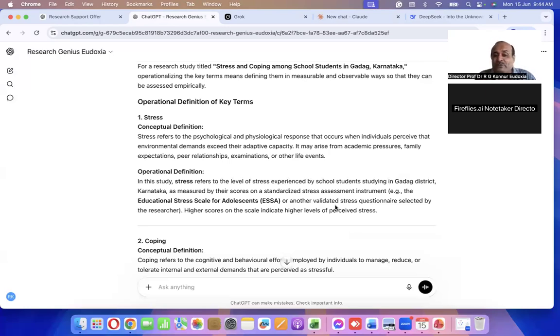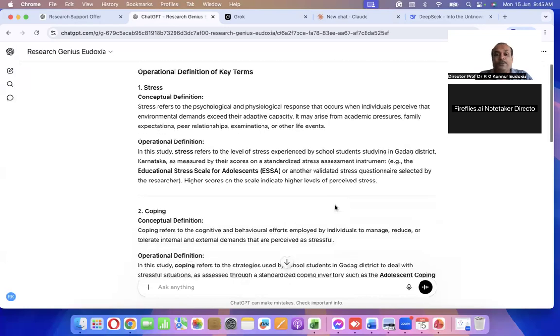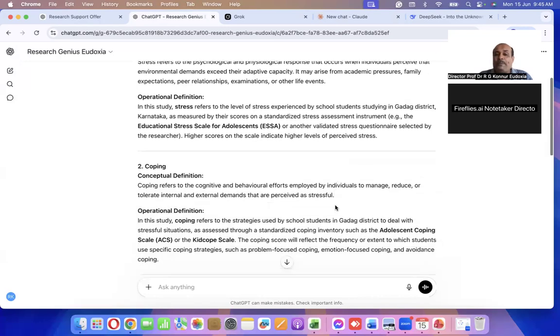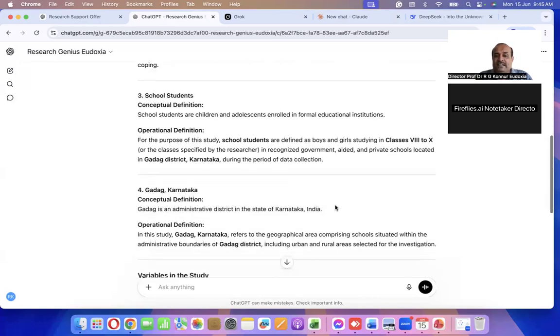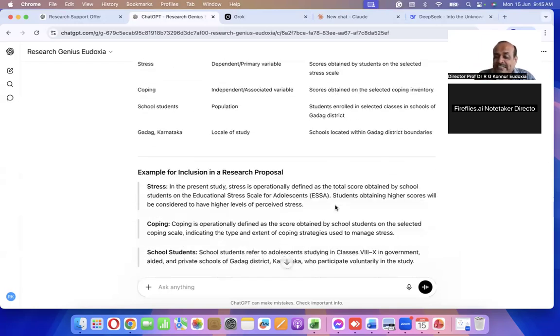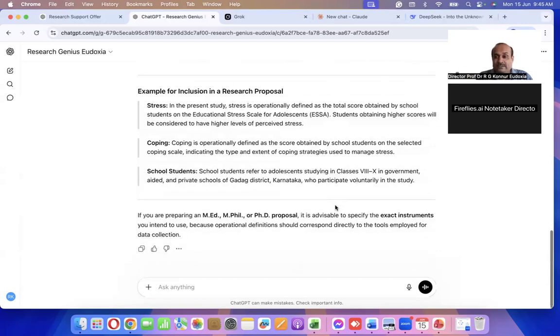But what it means in my study, it has given the suggestion that stress refers to the level of stress experienced by school students studying in Gadag district, Karnataka, as measured by their scores on a standardized stress assessment instrument, like the Educational Stress Scale for Adolescents, because I have taken the students as adolescents. You can use it like this. Coping, school students, and Gadag, Karnataka are the other key terms. Whatever it has given, you have to contextualize whether it is correct or not, whether you can use it or not.